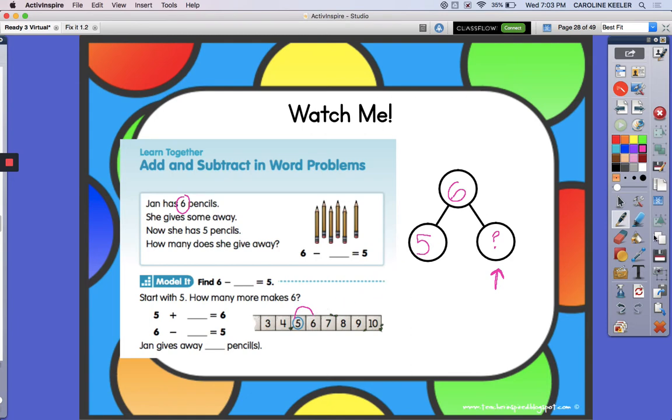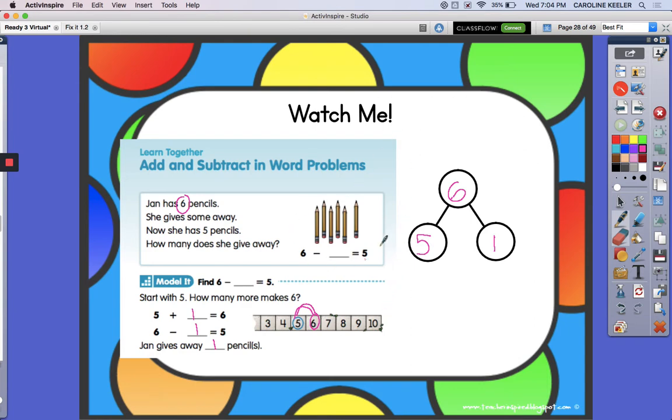I only had to make 1 jump. That means that 5 plus 1 equals 6. I could also start with 6 and I could see how many I needed to take away until I got to 5. It's the same thing. I only needed to take 1 away. That means that Jan gave away 1 pencil.